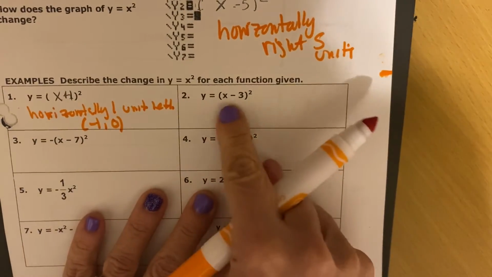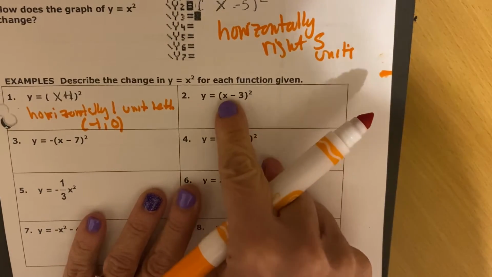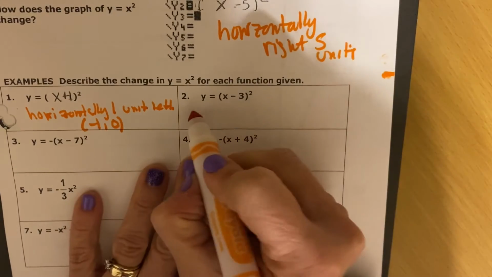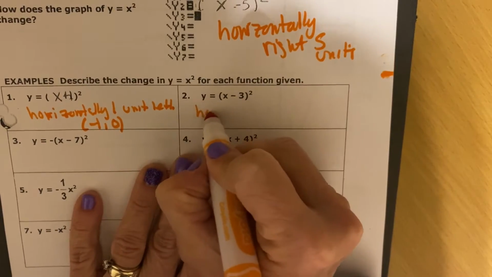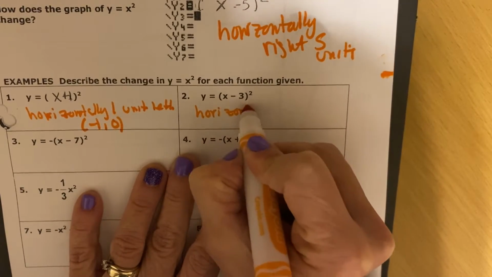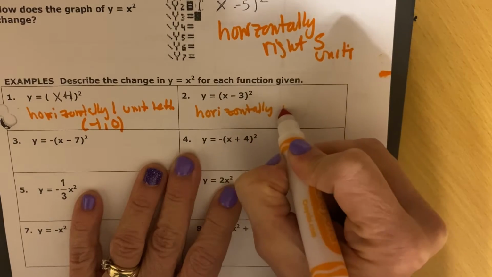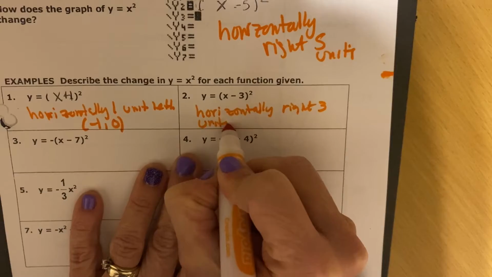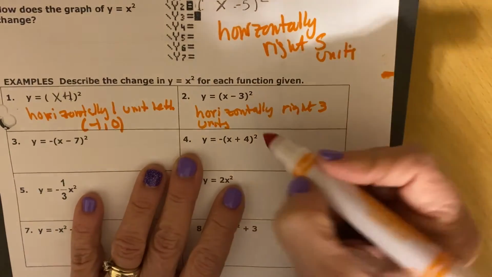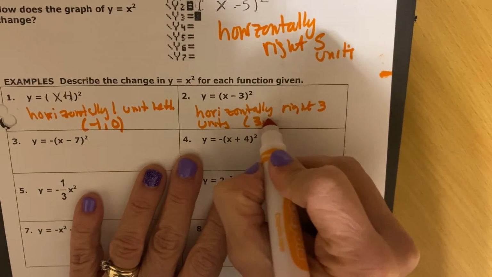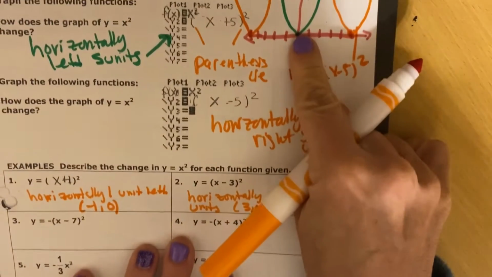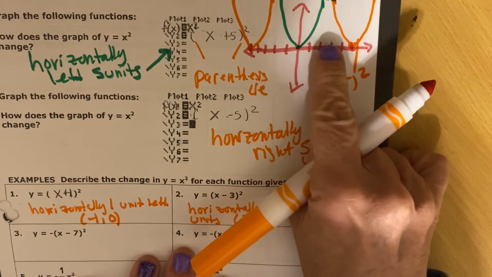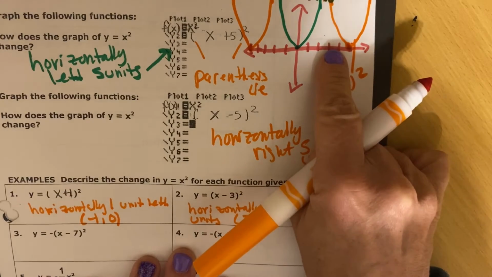Looking at number 2, I see that the parentheses have lied. This tells me that I'm going to move to the right 3 horizontally. So I'll go horizontally right 3 units, and I am moving my vertex. So my vertex is now at 3, 0. This right here, up here, is my vertex that I've moved from 0, 0, and it is over 1, 2, 3. So my vertex is at 3, 0.